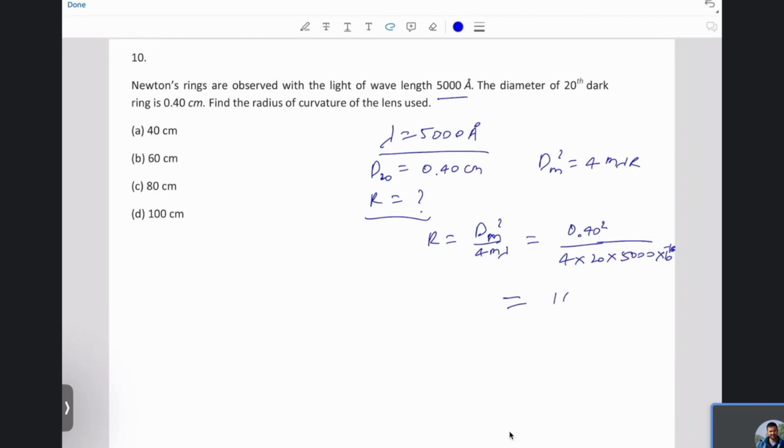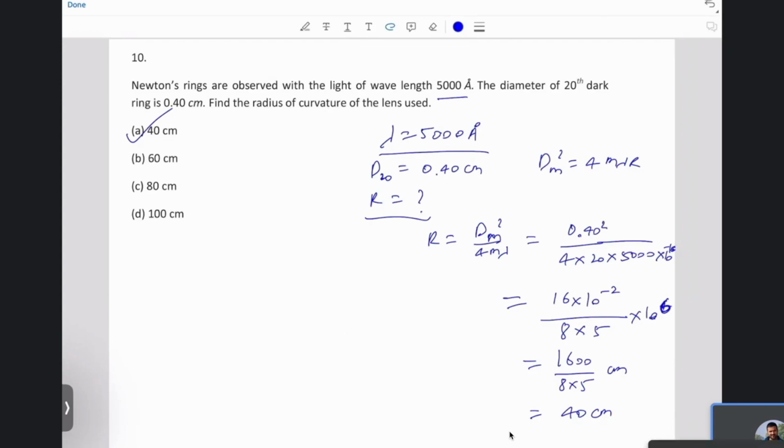So it will be 16 into 10 to the minus 2 divided by 8 into 5 into 10 to the power 4 into 10 to the power 6... right? 1600 by 5 centimeter, so it will be just 40 centimeter, correct? So the radius of the curvature is 40 centimeter.